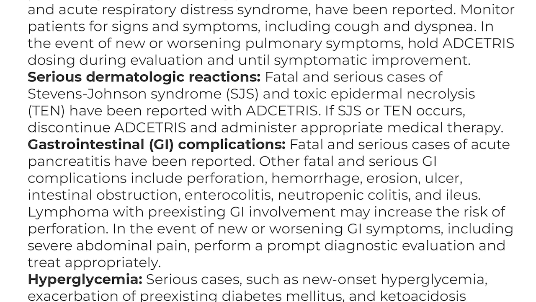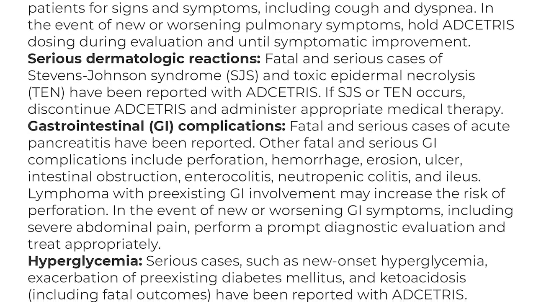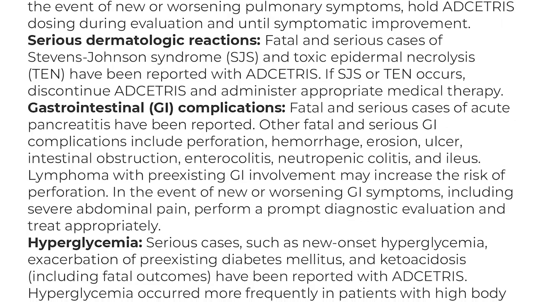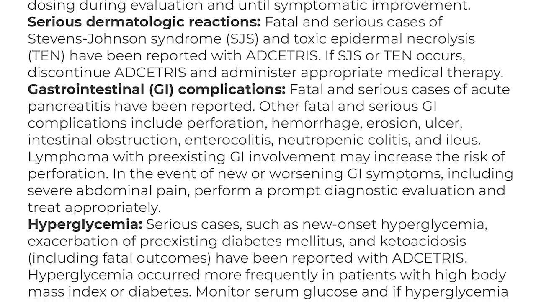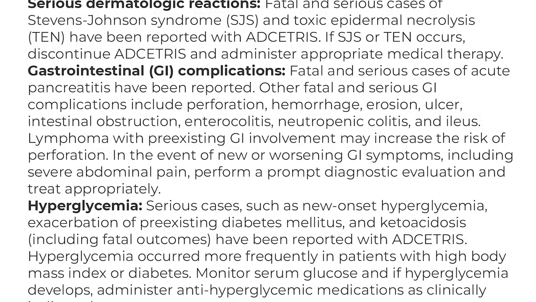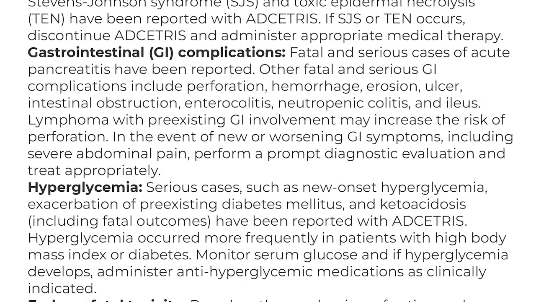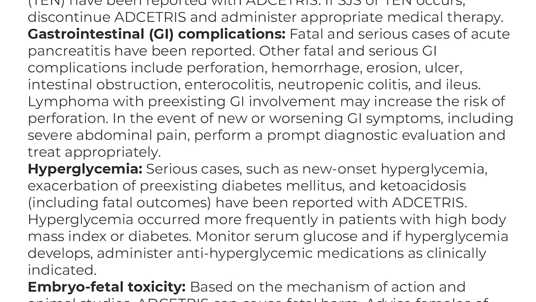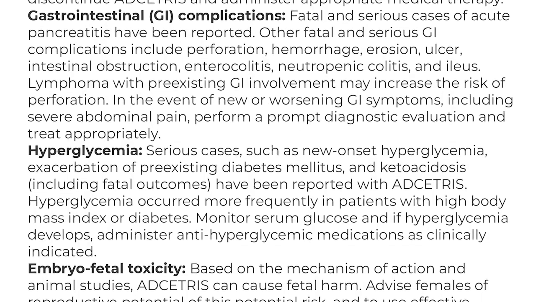Gastrointestinal, GI, complications. Fatal and serious cases of acute pancreatitis have been reported. Other fatal and serious GI complications include perforation, hemorrhage, erosion, ulcer, intestinal obstruction, enterocolitis, neutropenic colitis, and ileus. Lymphoma with pre-existing GI involvement may increase the risk of perforation. In the event of new or worsening GI symptoms, including severe abdominal pain, perform a prompt diagnostic evaluation and treat appropriately.